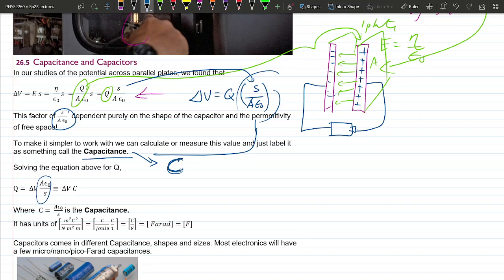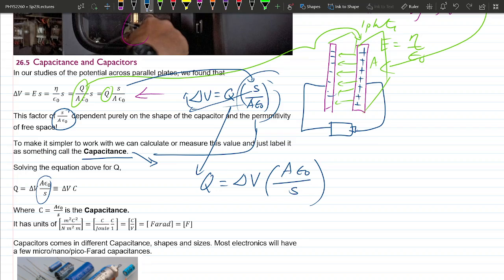And therefore, the charge across a, oops, I did the upside down thing. So what I'm going to do is one more trick, where I'm going to solve this equation for charge first. I'm going to solve this equation for charge, and therefore it's delta V. But when I solve this for charge, this goes in the numerator, this goes in the denominator, so this is actually area epsilon naught divided by S.